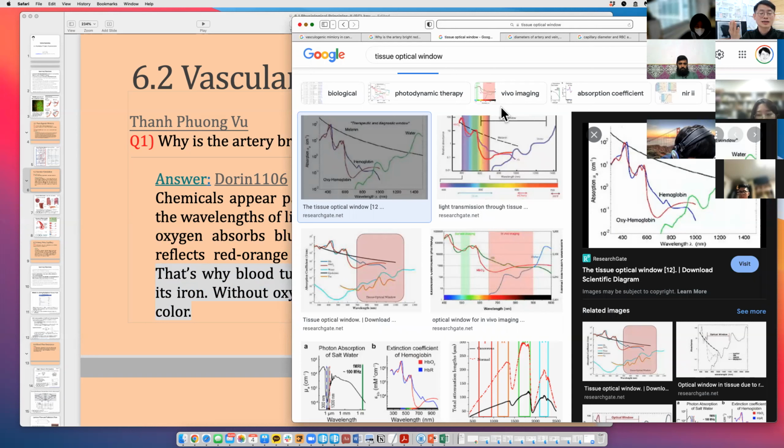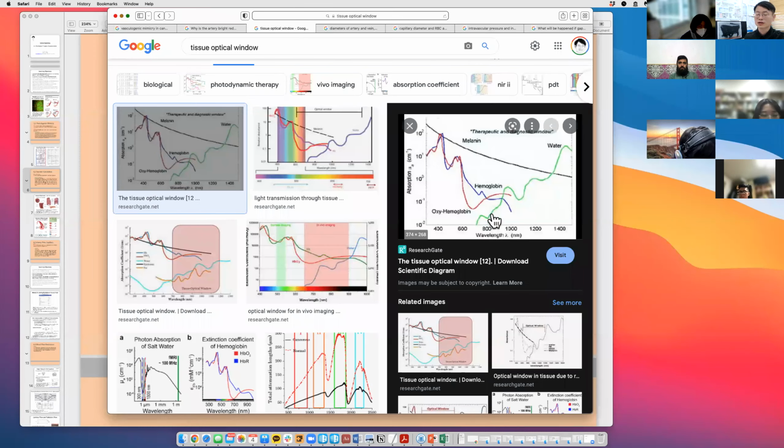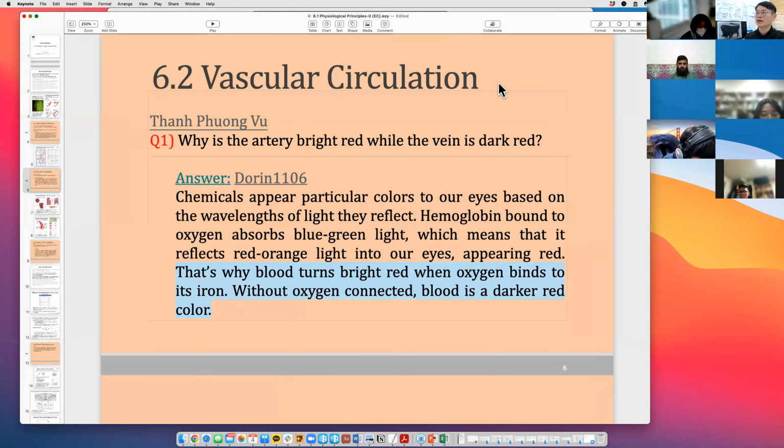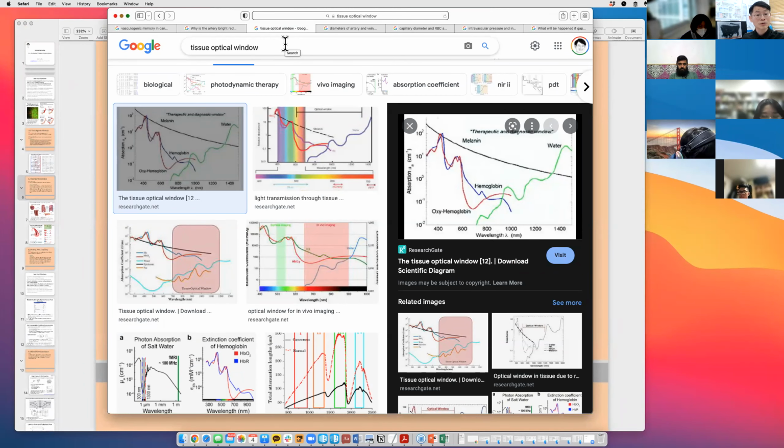And why does oxygenated blood look brighter red and deoxygenated a darker red? The reason is in the spectrum of absorption here. This will be repeated later in our class on biomedical optics, but it's a good idea to see it here. So look at here. Visible light ranges from 400 to 700 nanometers, and this is the absorption curve.